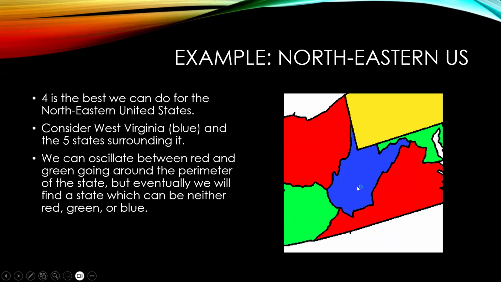And the reason is West Virginia. If we consider West Virginia, which is blue, and note that it has 5 states which are surrounding it, if we start here with red, and this with green, then red, then green, then we will have this new one, which can't be blue, but it can't be red, and it can't be green. So when we oscillate around, we end up needing a new color. And that's where our 4th color is coming from.